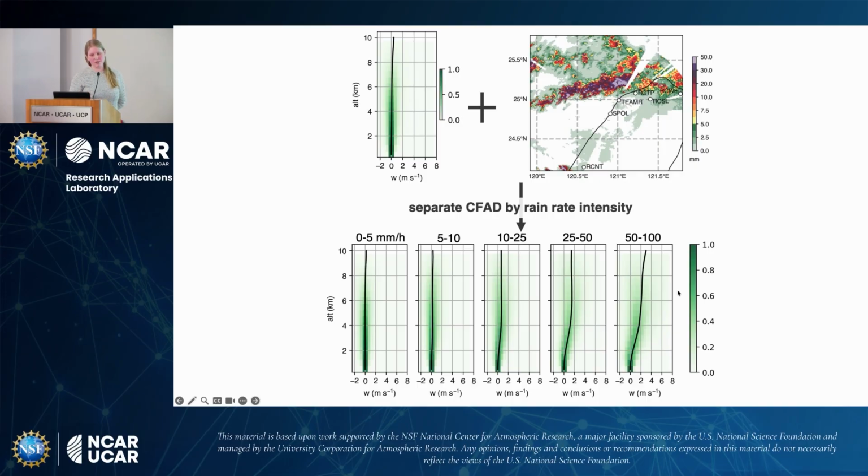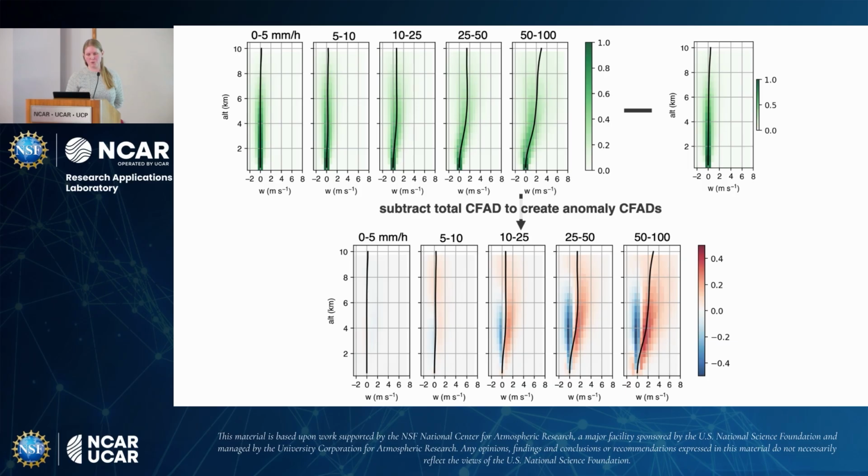But sometimes it can be hard to tell the difference between these. So what we can do is normalize all of these distributions to make the maximum one. We can take the total sample CFAD and subtract it from each of these. So that gives you anomaly CFADs, which are shown here. And basically what they mean is red refers to more likely and blue is less likely.